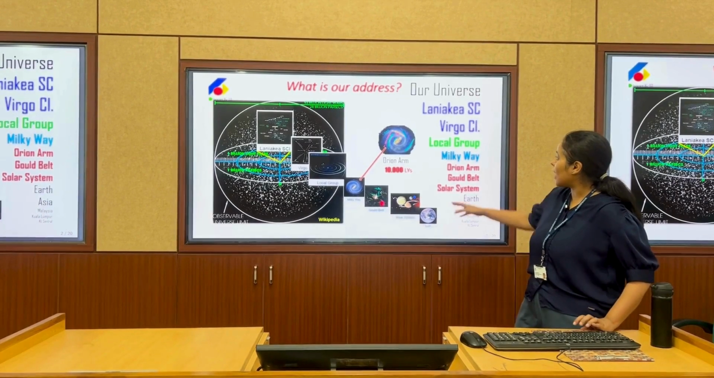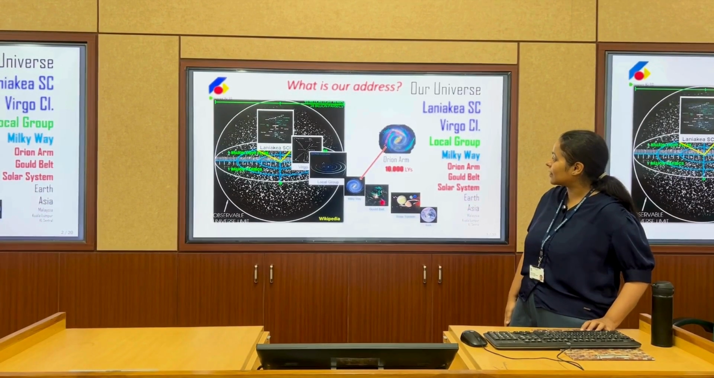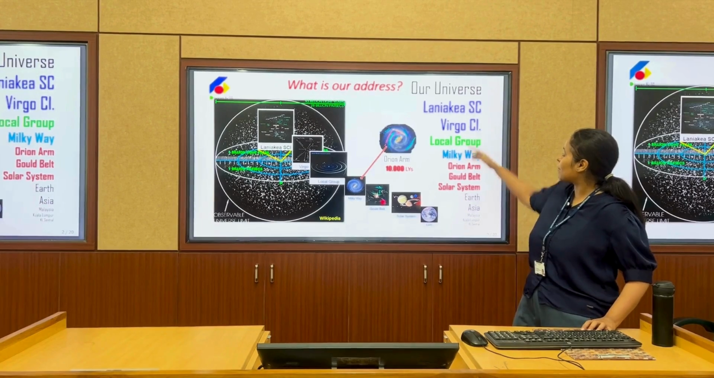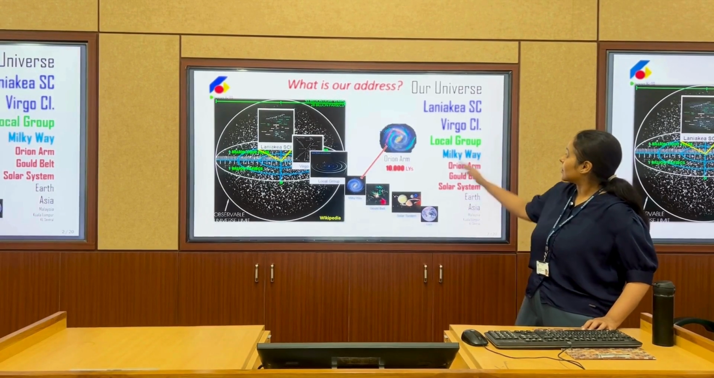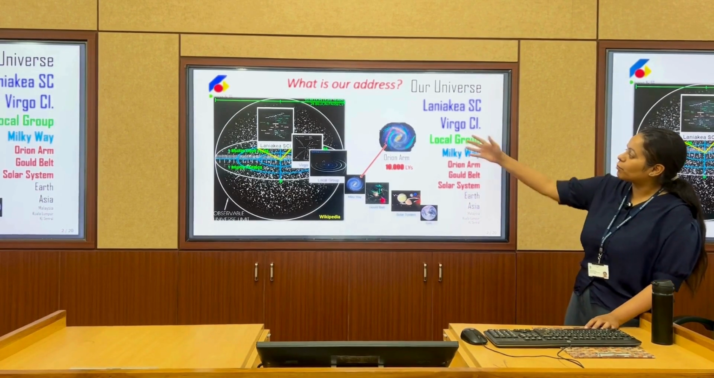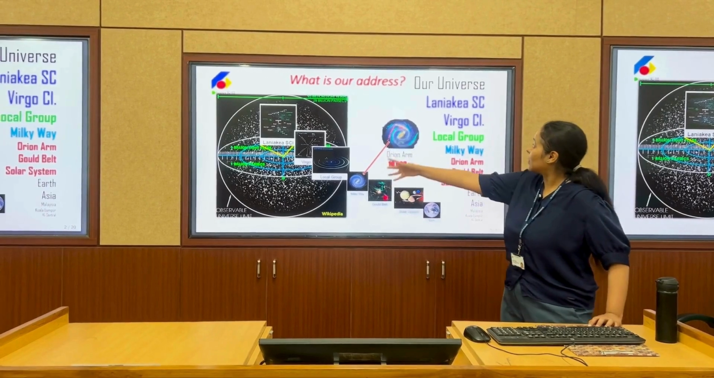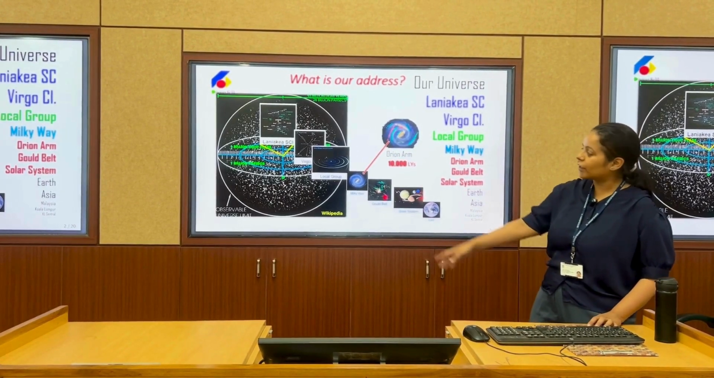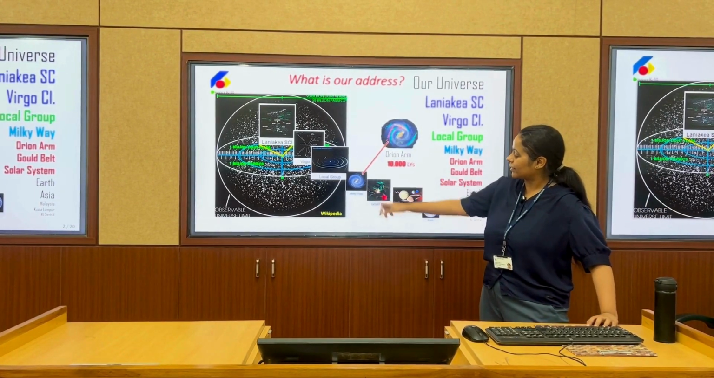Milky Way is part of a local group of galaxies. Those local group of galaxies are part of the Virgo cluster. Virgo cluster is a part of a Laniakea supercluster, and supercluster is part of the observable universe. All the white dots here are galaxies.